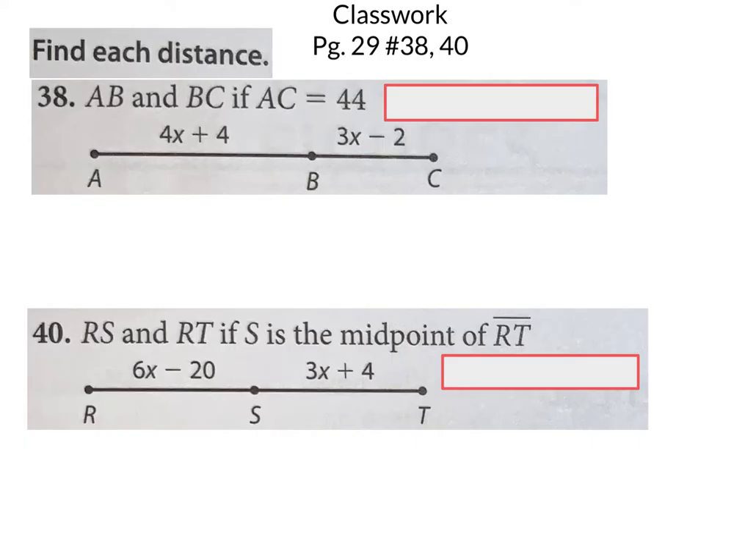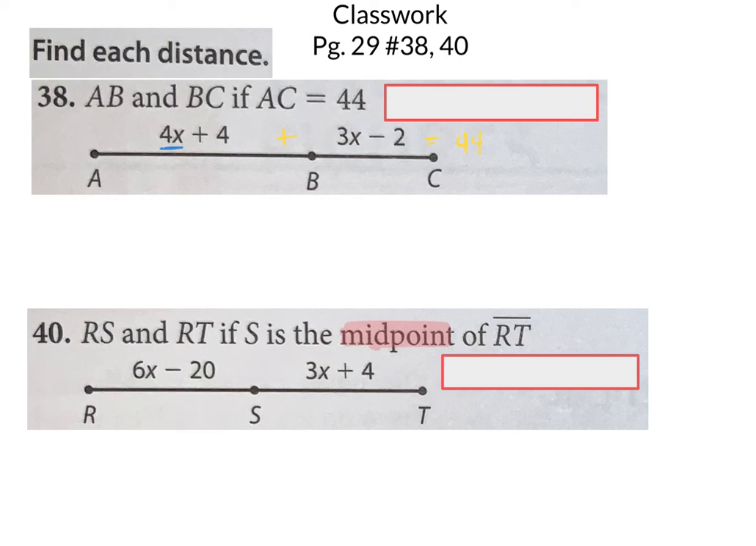It is just like the one we did in the example. For 40, they have told us that it is the midpoint. So they are telling you something about those two lengths by using the word midpoint. So go ahead and try 38 and 40 on page 29. For the first one, they want us to find AB and BC if AC was 44. So you should have added the two pieces and set them equal to 44. All right?